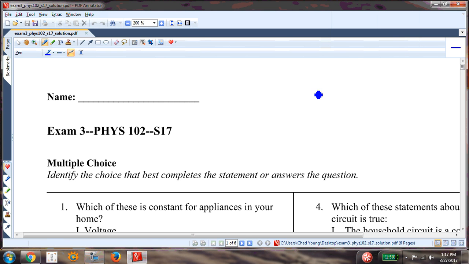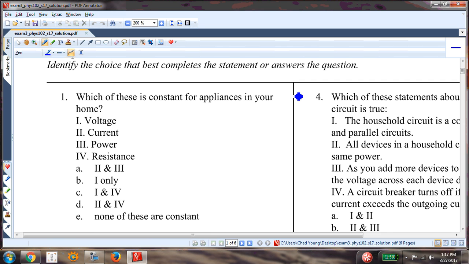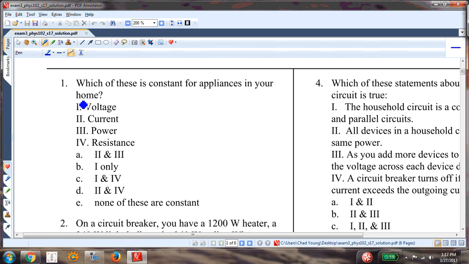All right, this is exam 3 for Physics 102. Which of these is constant for appliances in your home? Well, in your home, everything operates at a constant voltage, but the current can change, the power can change, and the resistance can change. So we're looking at B, one only.